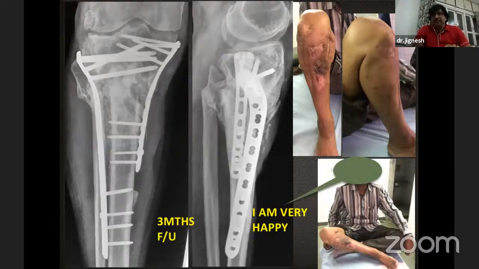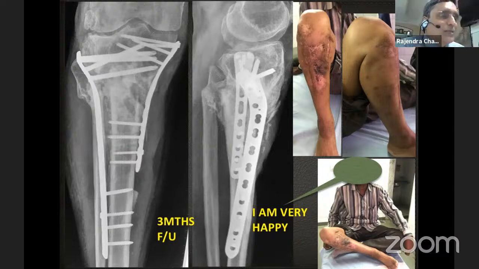We did double plating, bone grafting, and this is 3 months follow-up. You can see totally wound healed, quite good range of movement. So you provided infection control, good stability. Good stability. And then that has given you a good result. And cement beads have worked very nicely, and it has totally controlled the local infection.